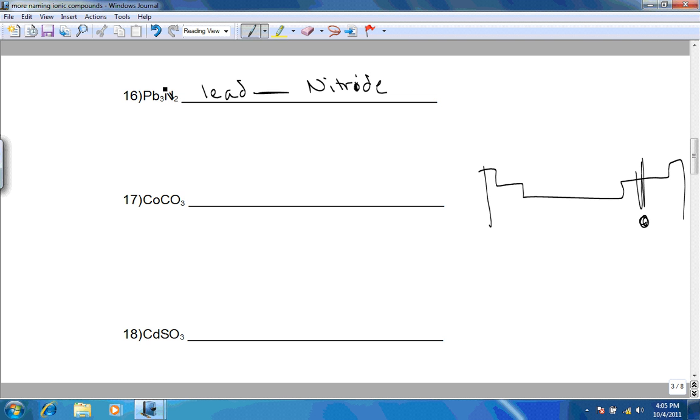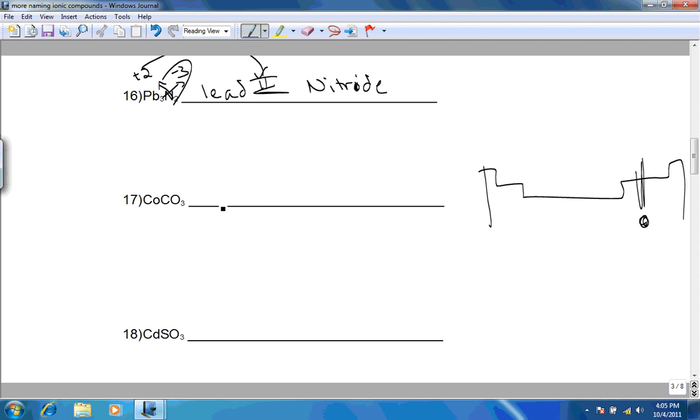So if we uncross these, that becomes a plus 2 and a minus 3. If you look on the periodic table, nitrogen is supposed to be a minus 3, so that's okay. That means that lead becomes a plus 2.